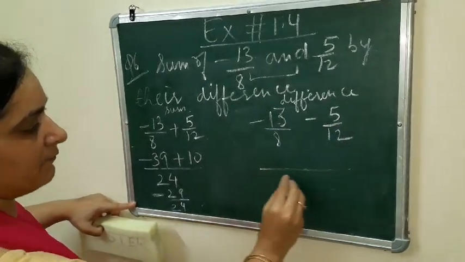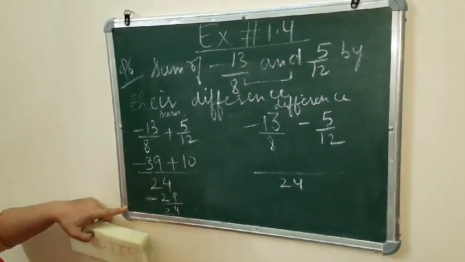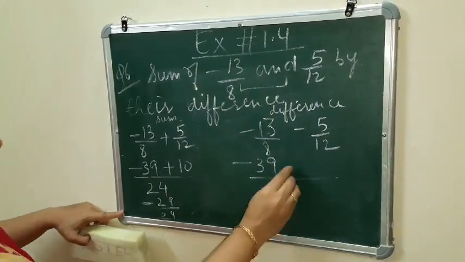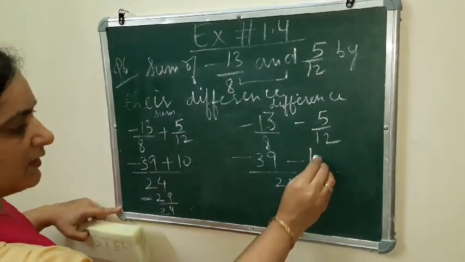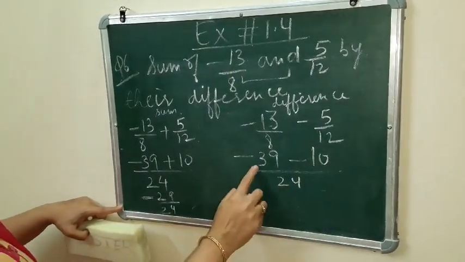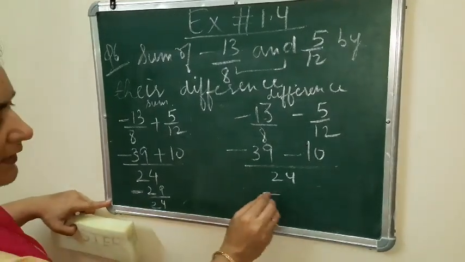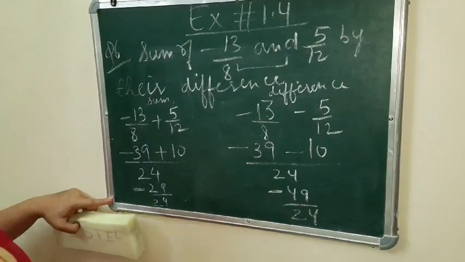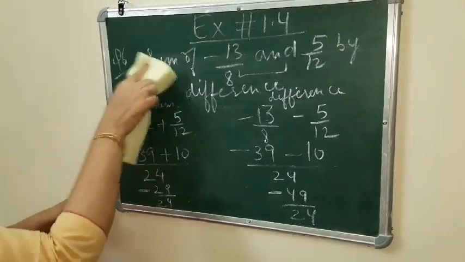LCM will again be same. 24. 24 divided by 8, 3. 3 into minus 13 is minus 39. Minus sign. 24 divided by 12, 2. 2 5s are 10. Now minus 39 minus 10. Both the numbers are negative. So you will add them. Minus 49 upon 24. Minus 39 minus 10 is minus 49.